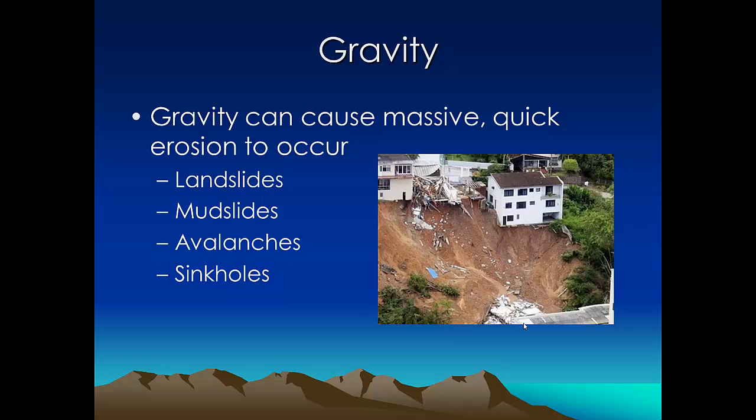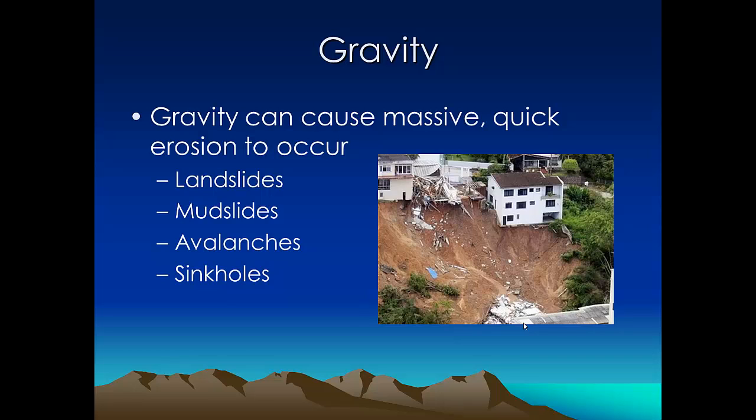Buildings, as you see in the picture, cars, trees, and other objects are sometimes carried along with sliding soil. So you can see in the picture an example of how gravity has caused a landslide. It can also cause mudslides. It can also cause avalanches. That's erosion above ground. Gravity can also cause erosion underground with sinkholes.